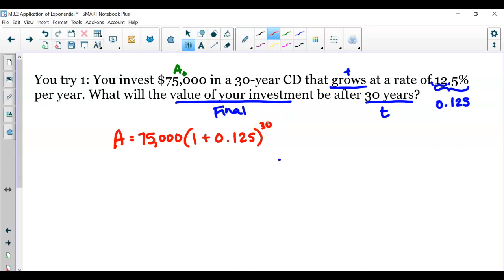Then remember, when you're writing your answer, make sure that it makes sense. Because if I'm talking about money, that means we need to round to the nearest cent. So the final investment, or the value of the investment, you should get is $2,568,247 and approximately 87 cents. So that is the final investment.